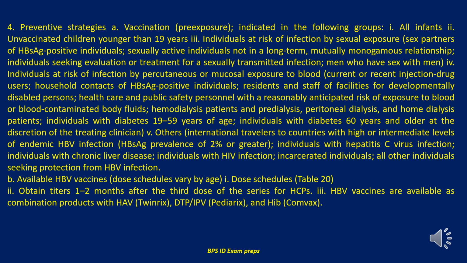4. Individuals at risk of infection by percutaneous or mucosal exposure to blood, that is current or recent injection drug users, household contacts of HBsAg-positive individuals, residents and staff of facilities for developmentally disabled persons, healthcare and public safety personnel with a reasonably anticipated risk of exposure to blood or blood-contaminated body fluids, hemodialysis patients and pre-dialysis, peritoneal dialysis, and home dialysis patients, individuals with diabetes 19 to 59 years of age, individuals with diabetes 60 years and older at the discretion of the treating clinician.